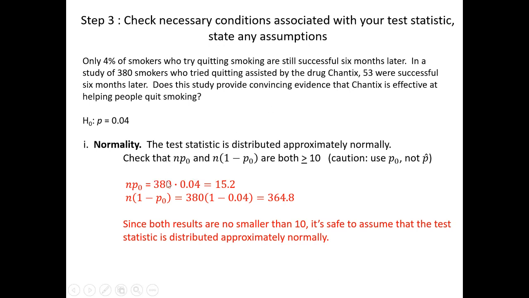So what numbers would we multiply here? Well, our sample size was that the study included 380 smokers, so that's little n. And the hypothesized proportion was 4%. We found that in our null hypothesis. So multiplying that out, we get 15.2. And then we also need to multiply our sample size times 1 minus the hypothesized proportion. And we obtain 364.8. So both of those are at least 10. So we are good to go on the normality front. We can say it's safe to assume that our test statistic has an approximately normal distribution. Right? So these are calculations that you would actually want to show as you go through this step.